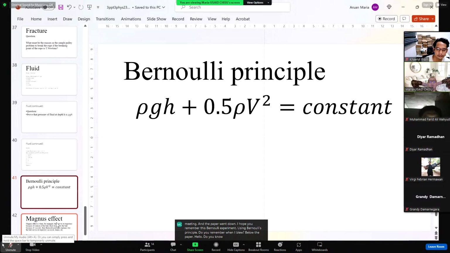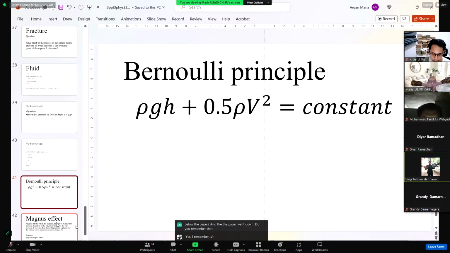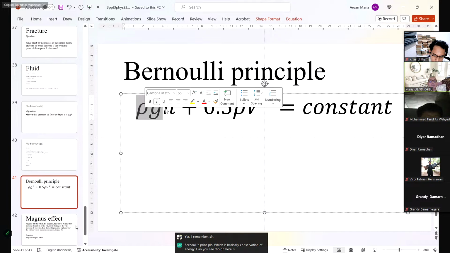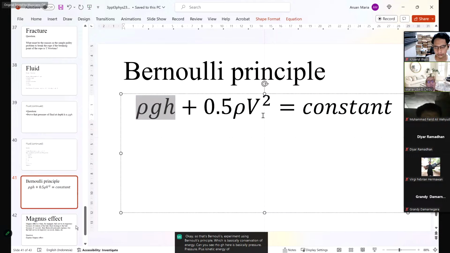Do you remember during our first meeting, I blew below the paper and the paper went down? Do you remember that? Yes, I remember, sir. Okay, so that's Bernoulli's experiment using Bernoulli's principle, which is basically conservation of energy. Can you see rho gh here is basically pressure, plus kinetic energy, half rho v squared, is going to be a constant value. It's a constant value. Conservation of energy.